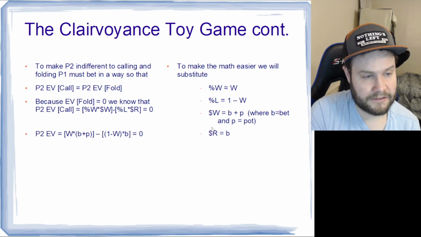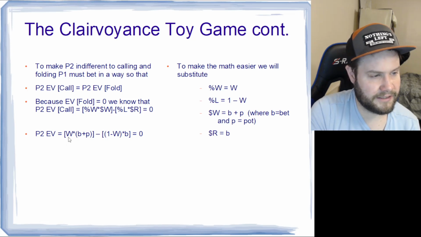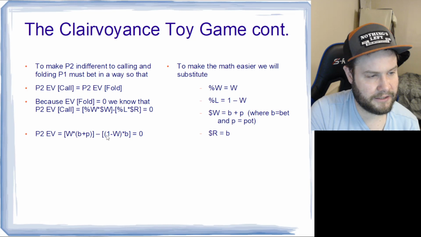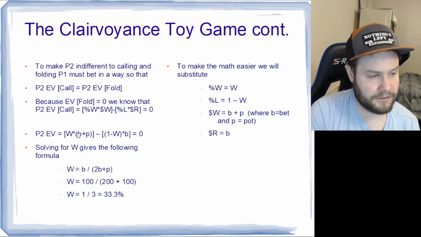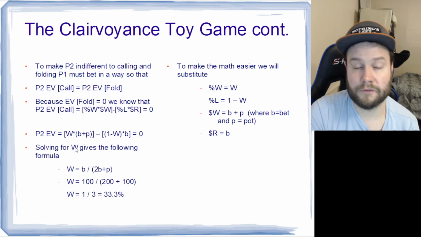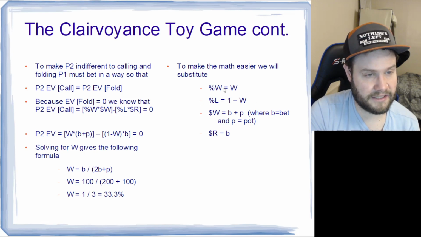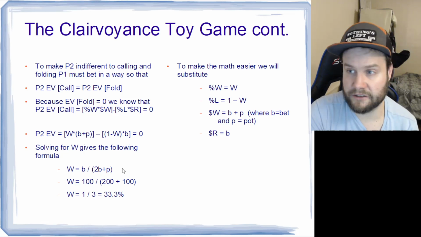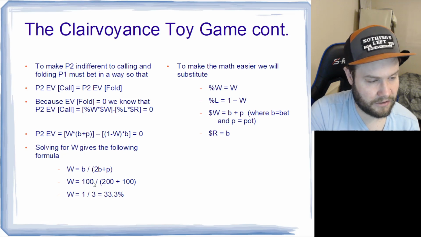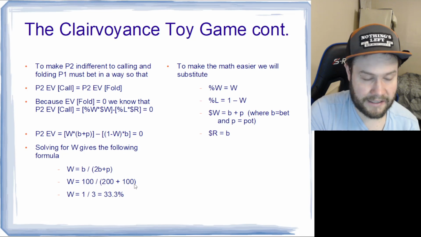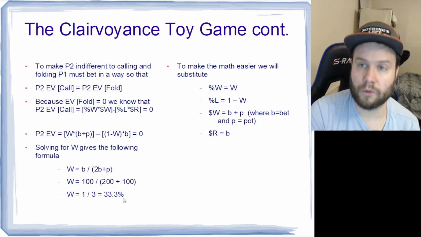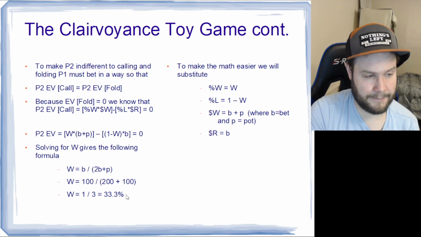Okay, so we just plug this in, and we get W times (B plus P) minus (1 minus W) times B equals 0. Do some algebra, and you can solve for W, the percent of the time you must win, and you get this formula: B divided by 2B plus P. Plugging in our numbers, we have our $100 bet, that's our all-in bet, divided by 2 times the bet, which is 200, plus our pot size, which is 100, gets 1/3 or 33% of the time.